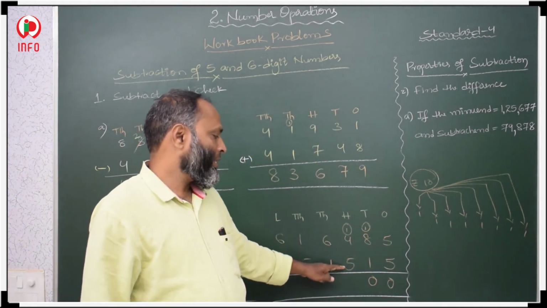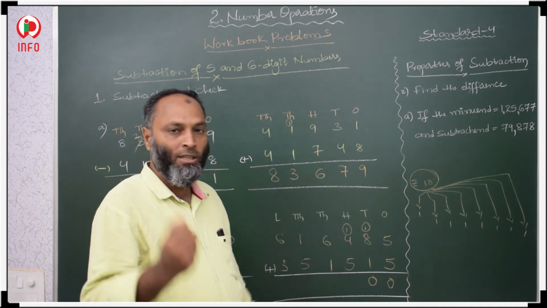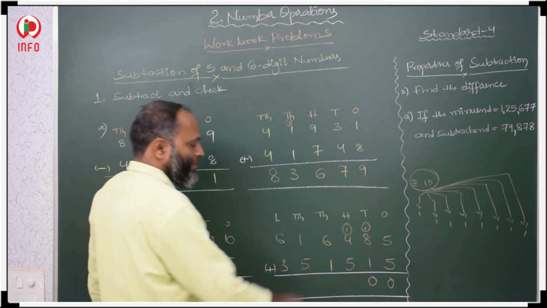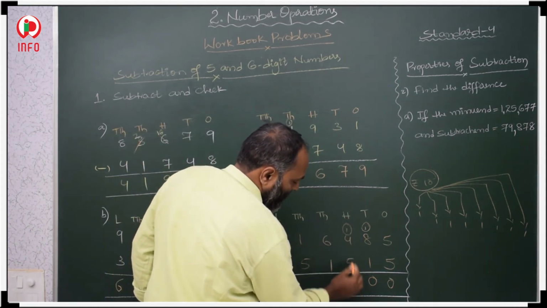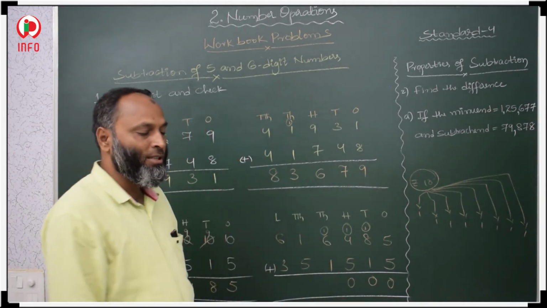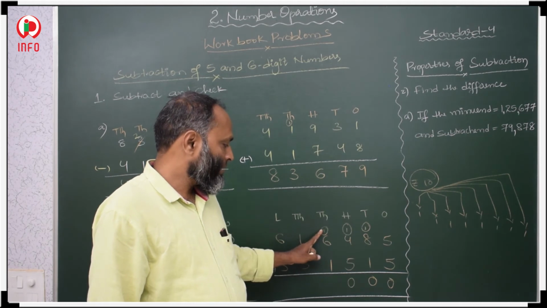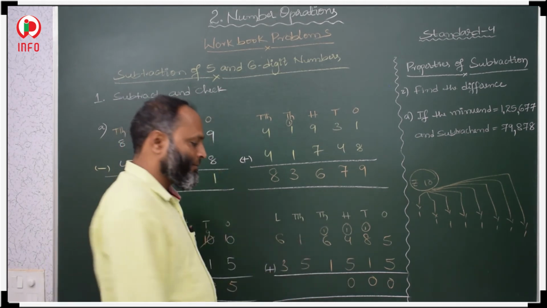5 plus 4, 5, 6, 7, 8, 9. 9 plus 1, 10. 10 hundreds make 1000. 0 here and 1 in the thousands place. Then 6 plus 1, 7, 7 plus 1, 8.